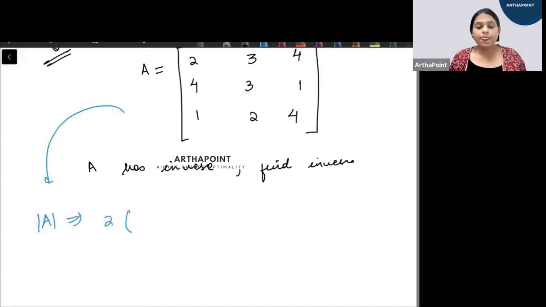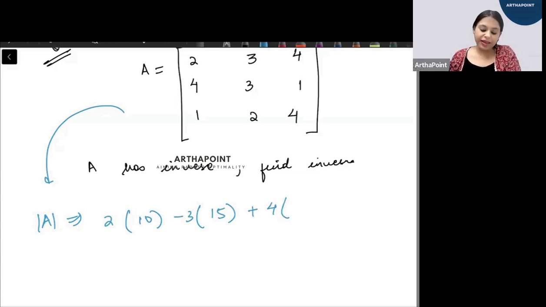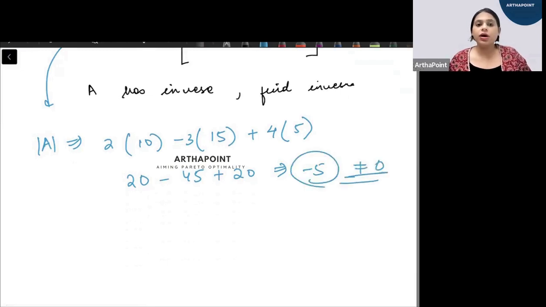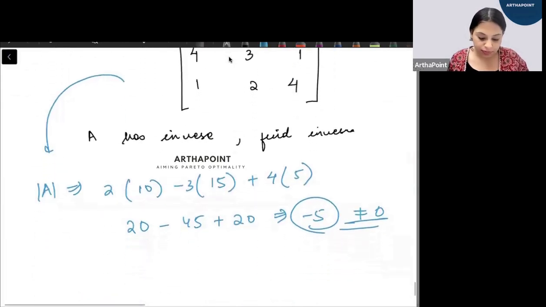So it will be 2 into (4 3s are 12 minus 2, 10) minus 3 into (16 minus 1, 15) plus 4 into (8 minus 3, 5). So 20 minus 45 plus 20. 40 minus 45 is minus 5, which is not equal to 0. Therefore, we can say that the inverse of the matrix will exist. Now, what we can do is find the adjoint.